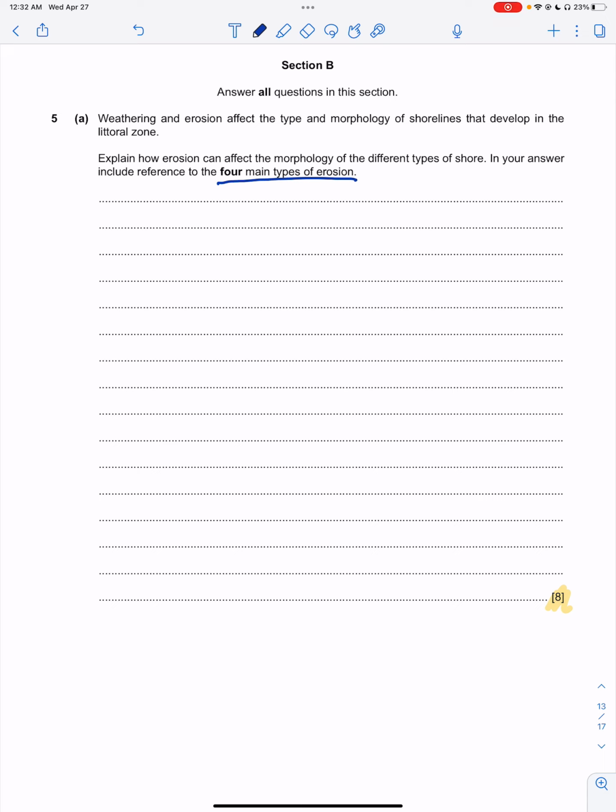If they want to compare the morphology, or how a sandy shore versus a rocky shore versus a delta gets created, cool. How about comparing how a hydrothermal vent is formed, or a delta? Reference the 4 main types of erosion. That's 8 marks right there. And then weathering and erosion affect the type and morphology of shorelines that develop in the littoral zone. They don't even really open up that answer as much as they should. But 8 marks, 8?